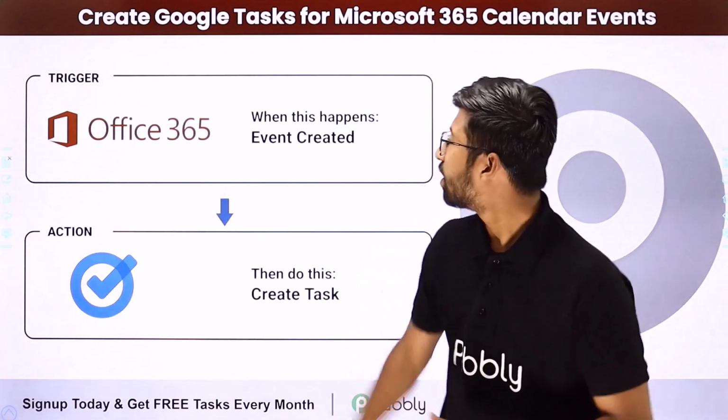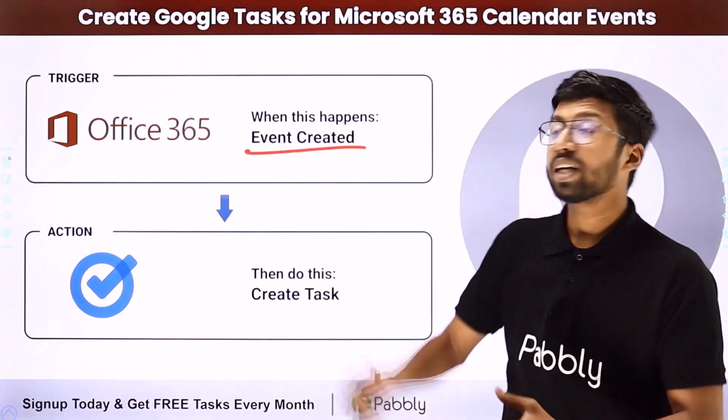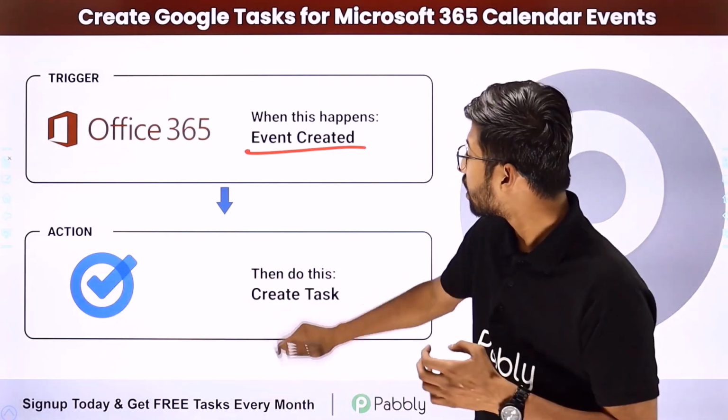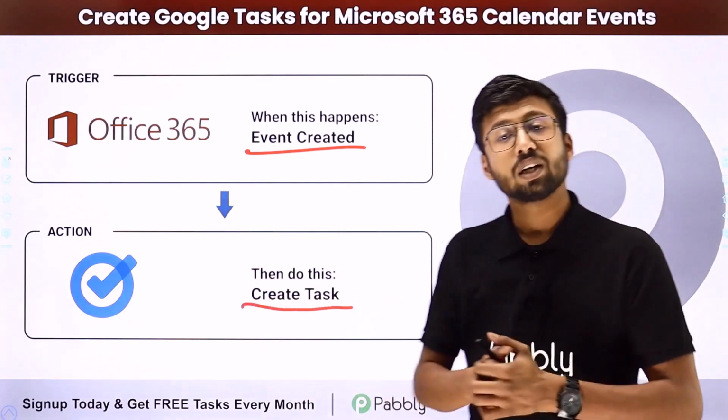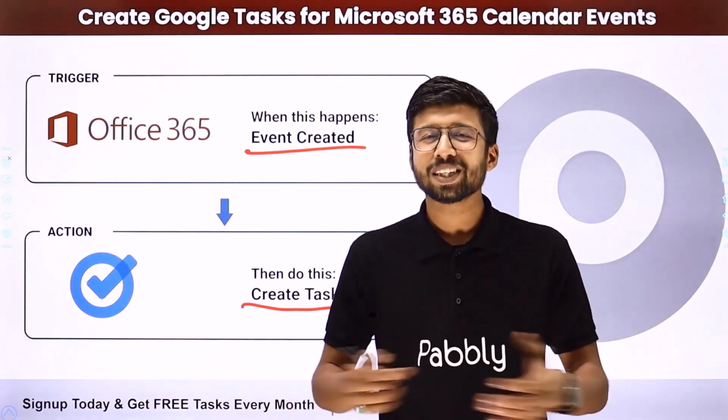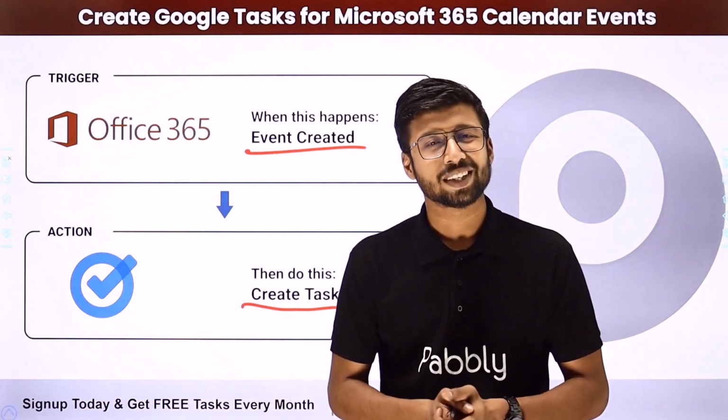In this automation, whenever a new event is created in Microsoft 365, automatically, with the same details, a task will be created in Google Task. So if you want to know how you can set up this automation, you have to come with me to my screen.